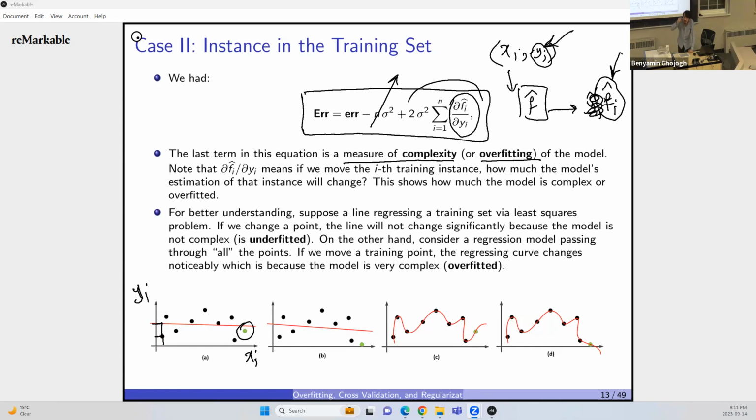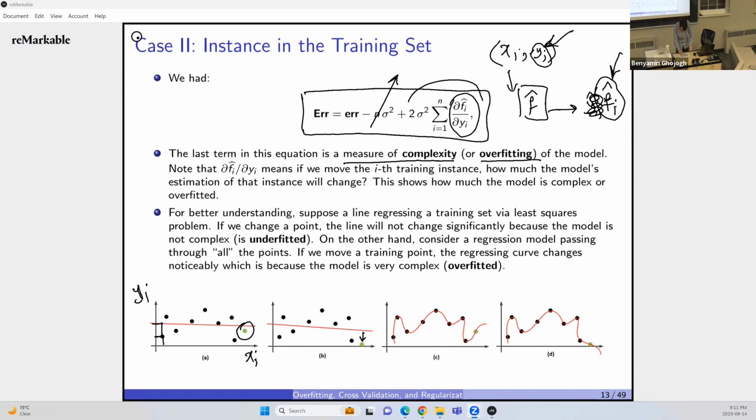I change its yi a bit. So I bring this a bit down. The green point, which was here, I brought it here, right? How much does the whole model change? A little bit. So it moves this line a bit down because it's in the training set. It affects f hat, right? So it brings us a bit down.